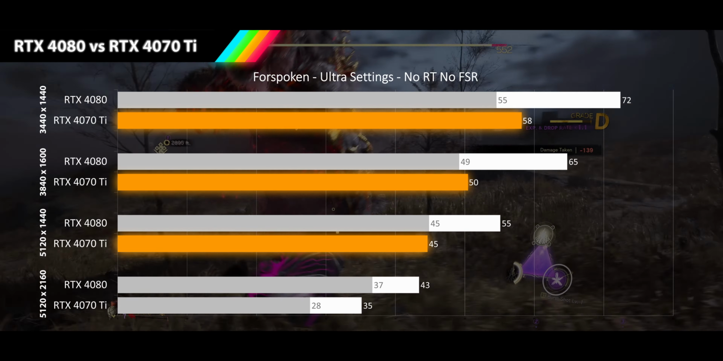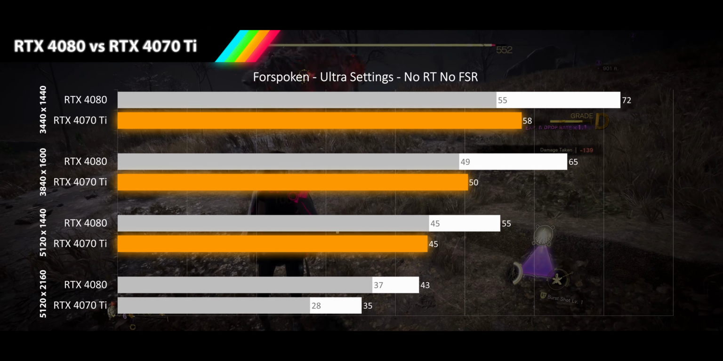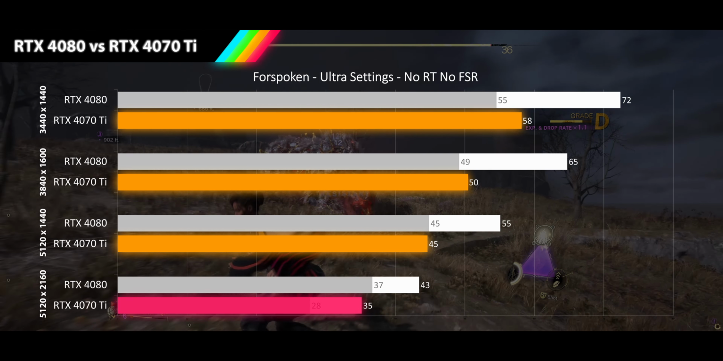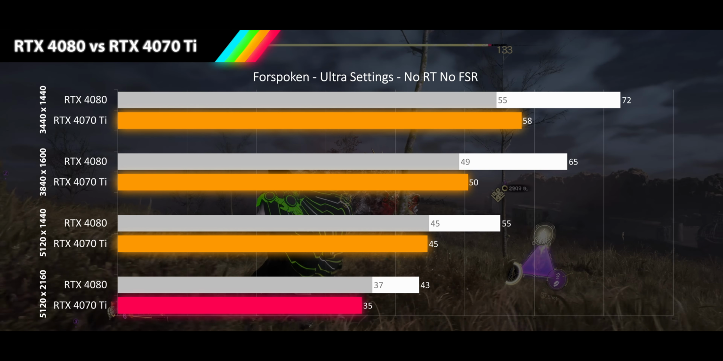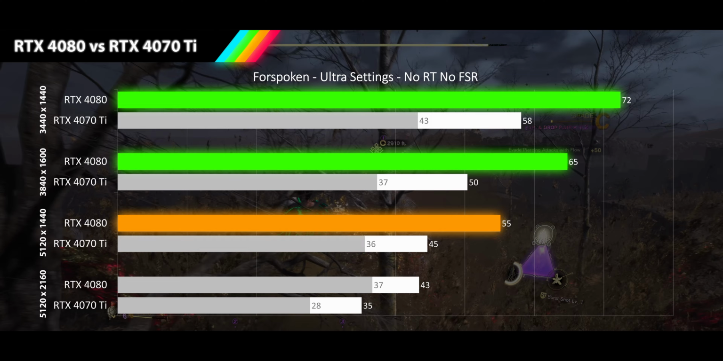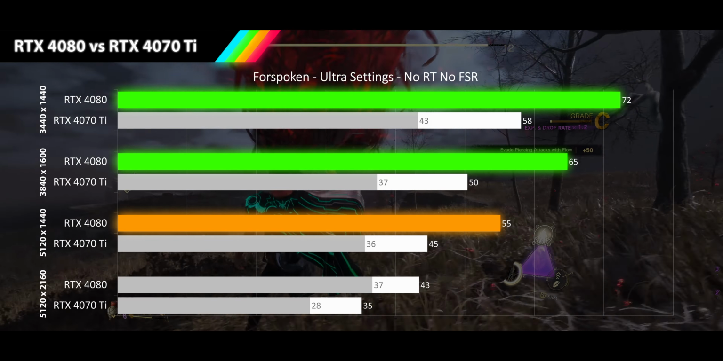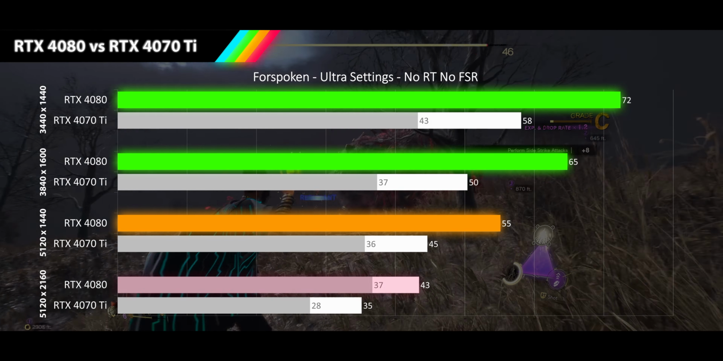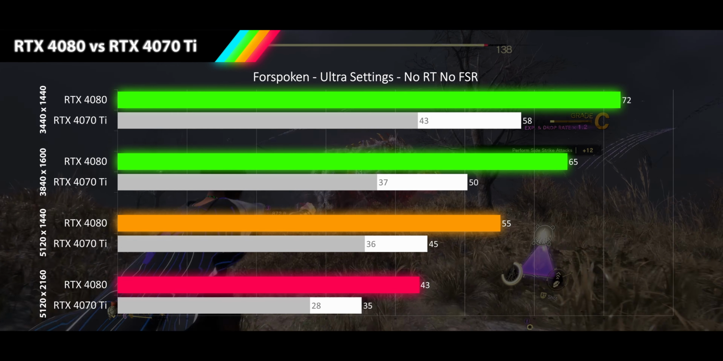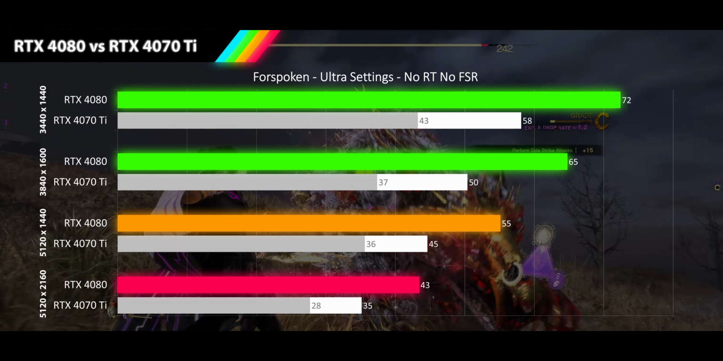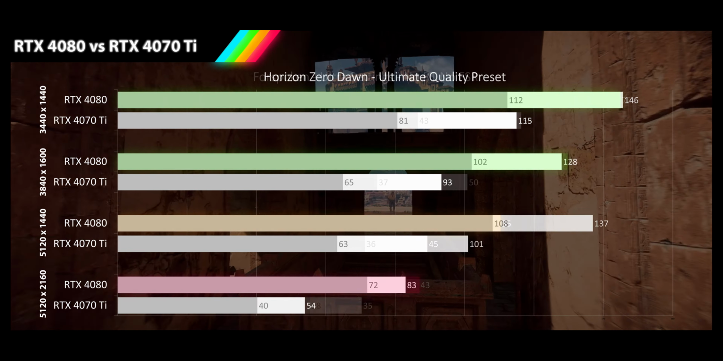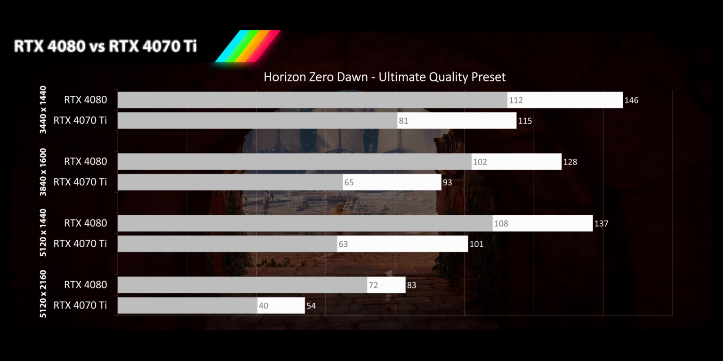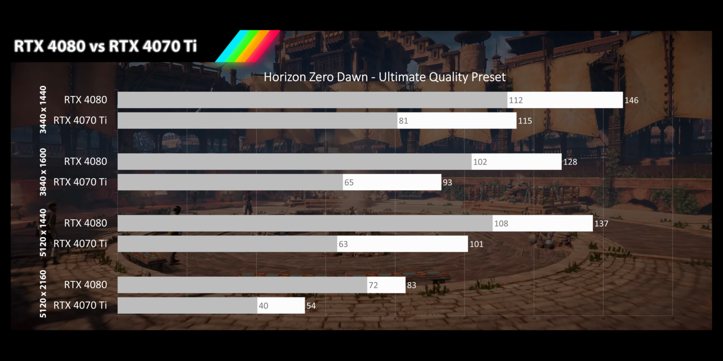Forspoken is a tough game to run regardless of the resolution, and as the resolution goes up, the 4070 Ti's memory gets overwhelmed, reducing its visuals as well as its performance. The 4080 holds on to decent frame rates for a bit longer, but with a 25% performance advantage, it too eventually succumbs at our higher resolution, though its larger memory pool allows it to keep the visual fidelity high all the way through. Next, we venture into the land of robot dinosaurs with Horizon Zero Dawn, played on its ultimate quality preset.